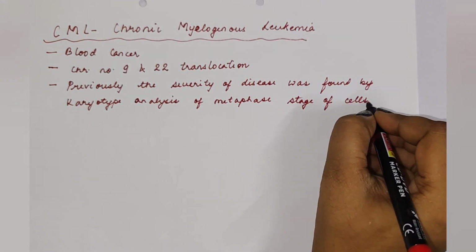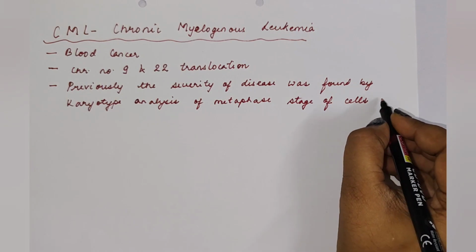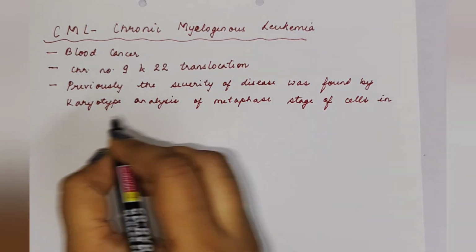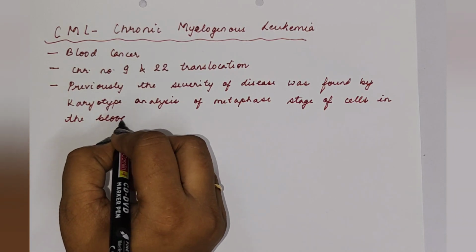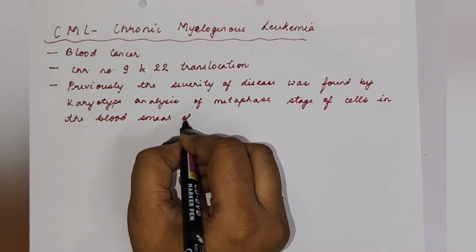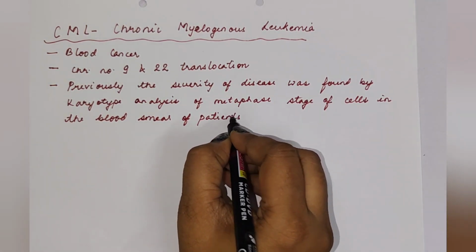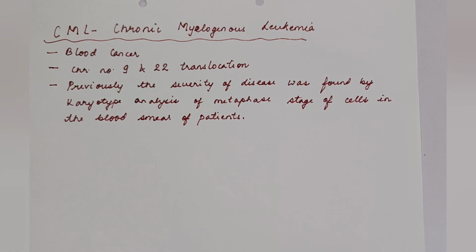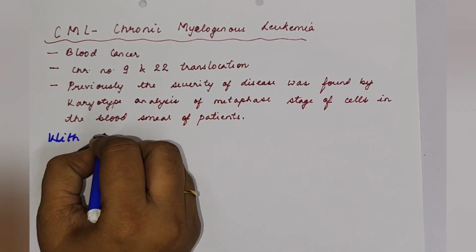So, previously, the severity of the disease was found by the karyotype analysis of the metaphase stage of cells. The metaphase stage of cells was used because during metaphase only the chromosomes are clearly visible, and as the blood smear of patient cells was used, under a normal compound microscope the scientists or researchers used to count the number of translocated chromosomes, or the number of Philadelphia chromosomes, to find out the severity of the disease.